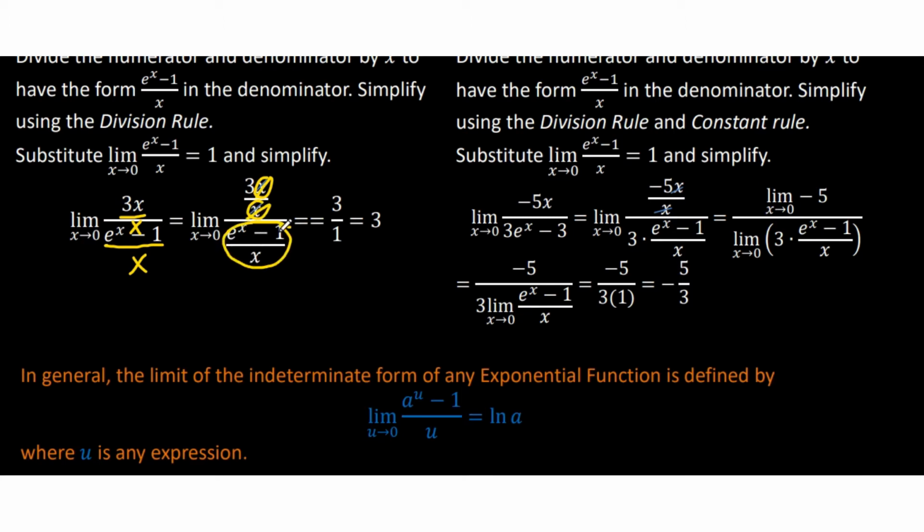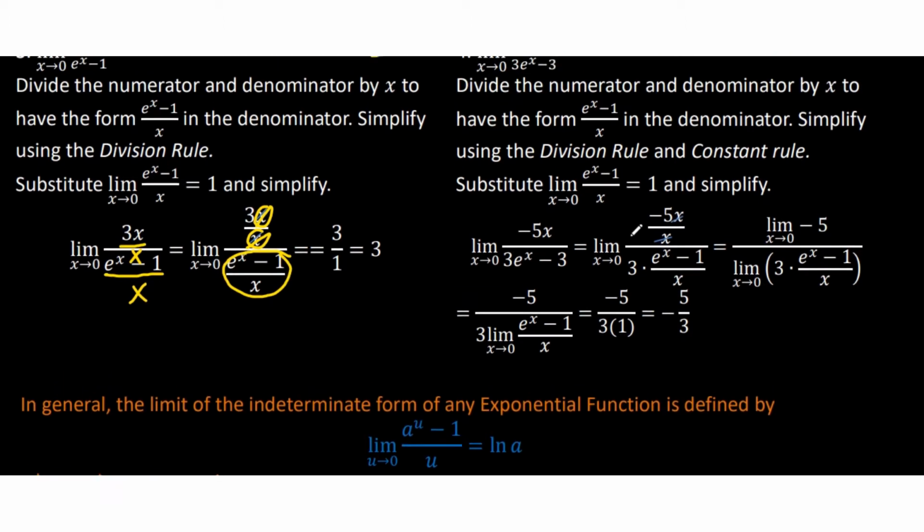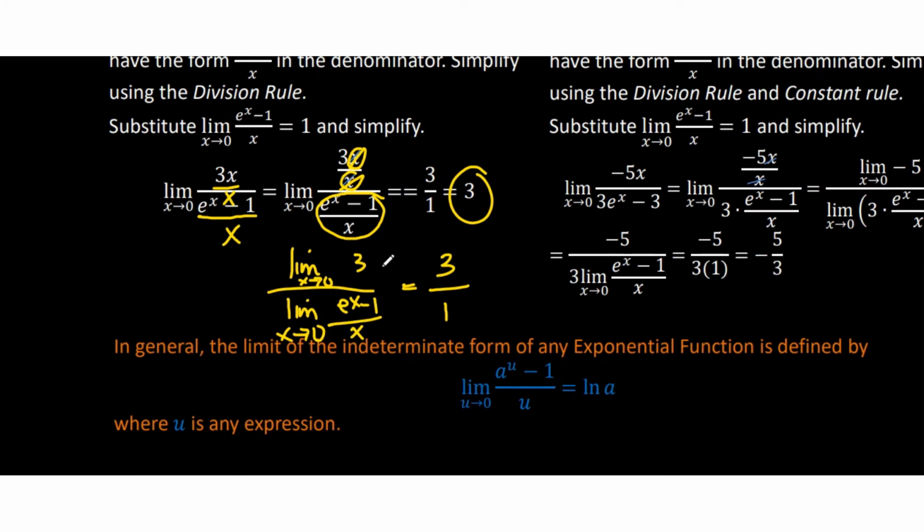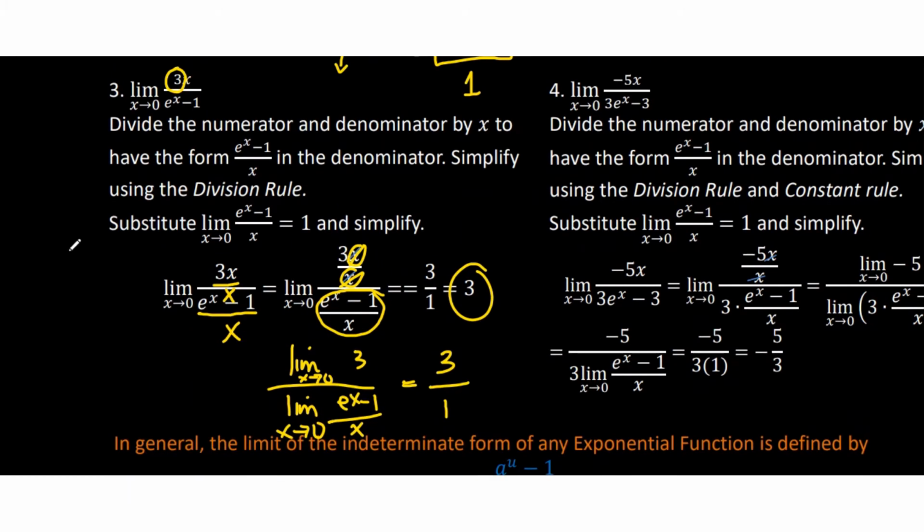Now, in the division rule, the denominator will now become 1. Kasi magiging 1 na to, di ba? Kasi magiging ganito na siya. Limit of 3 as x approaches 0 divided by limit of e raised to x minus 1 over x as x approaches 0. So, 3 ito kasi constant rule and this will now become 1. Kaya ito naging 3.